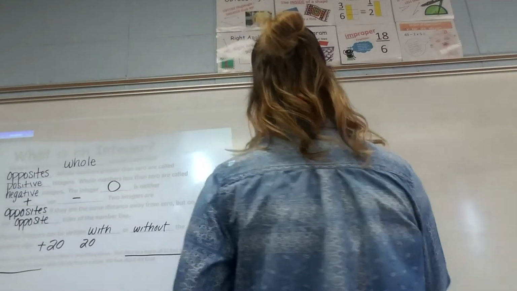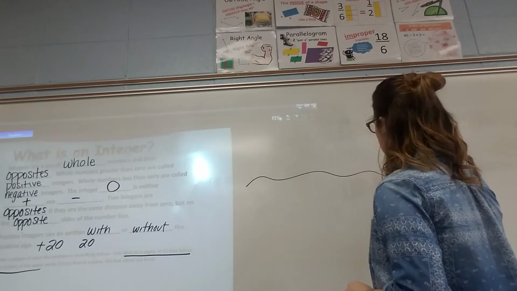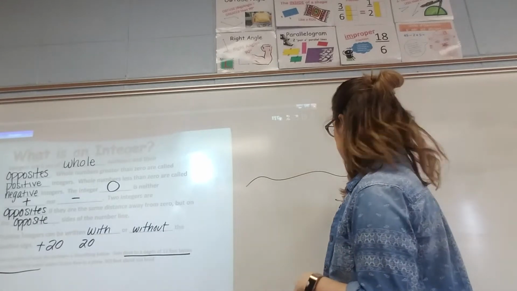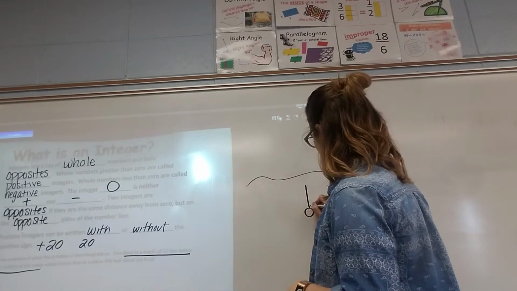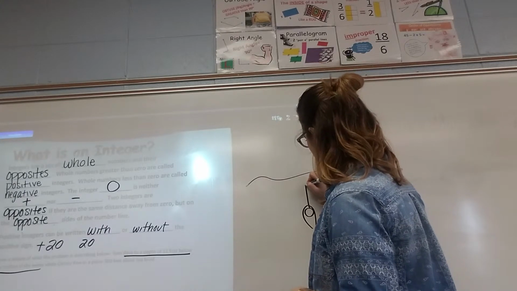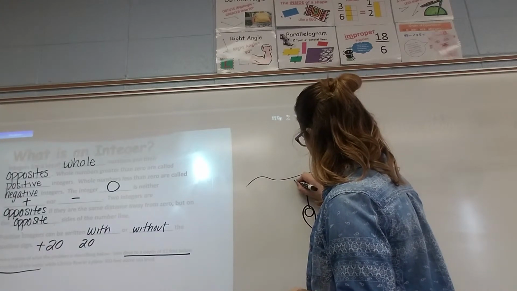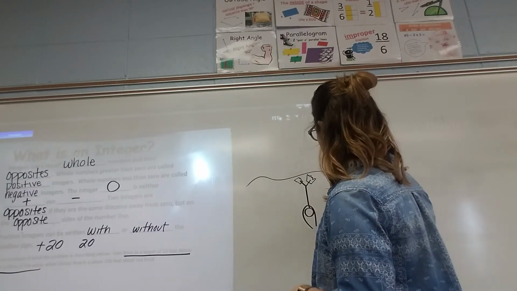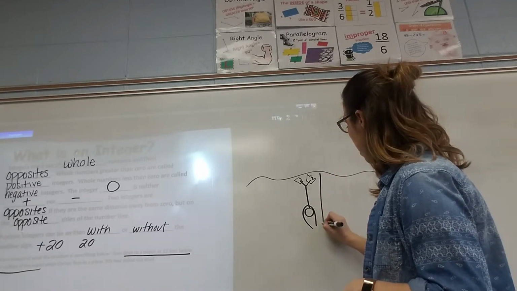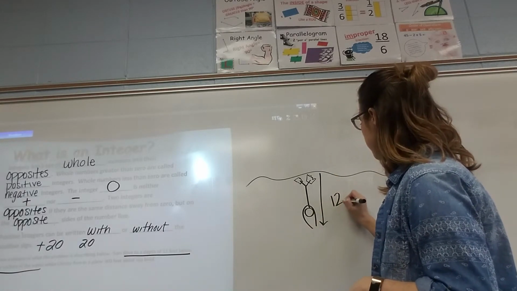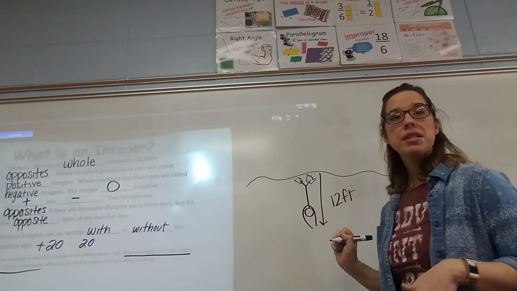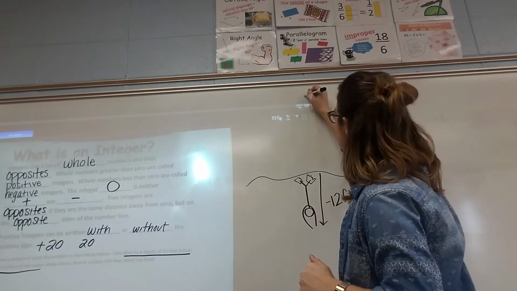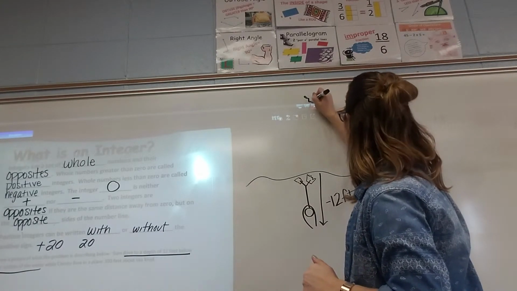Okay, so let's look. If it says that Sam dove, does that mean he's going up or down? Down, right? So here's my little Sam diving. He's got his little flippers on. Those are some big flippers. So he's diving, and he is how many feet? 12 feet below the surface of the water. So is that positive 12 or negative 12? Negative 12.